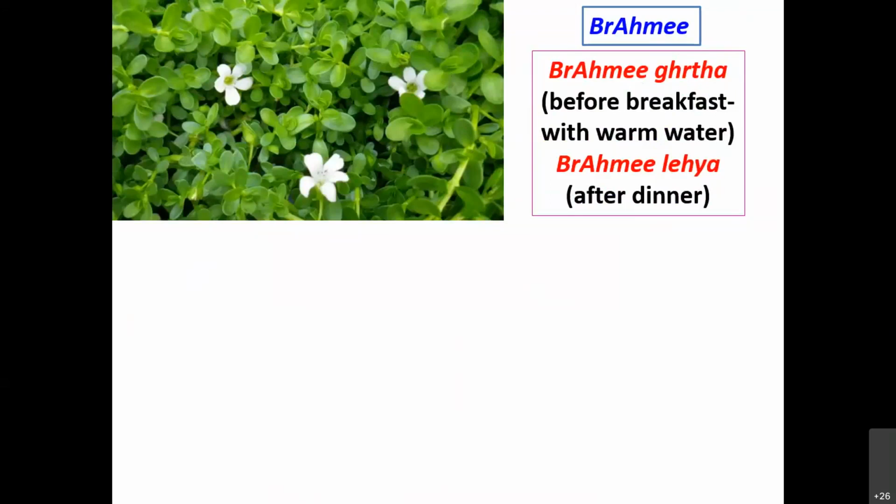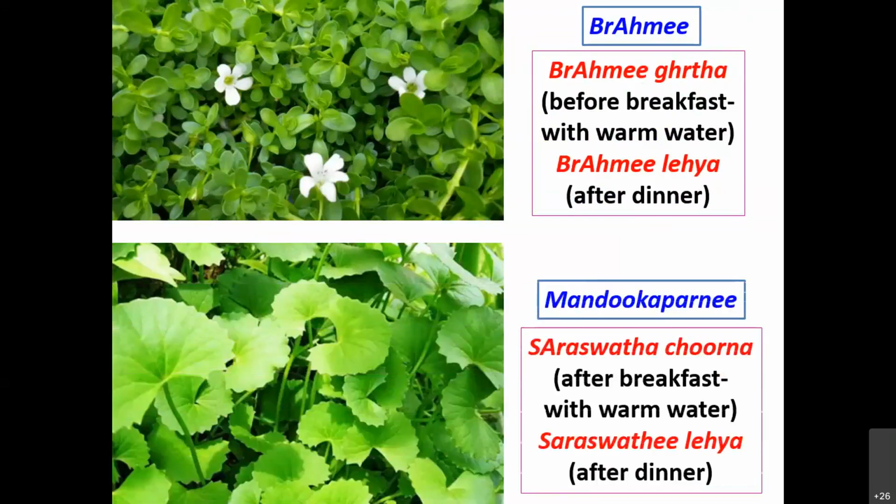So one item is Brahmi Grita. The next item is Manduka Parani. This all the people know. In Kannada, this is called Vandalaga. In Sanskrit it is called Manduka Parani. Using this Manduka Parani, Saraswata Churna is prepared and even Saraswati Lehya is prepared. If you are consuming Saraswata Churna, this is after breakfast, unlike the Brahmi Grita. Brahmi Grita is before breakfast because it is ghee, whereas this is Churna. Churna is slightly potent or stronger. So it has to be after breakfast with warm water, and after dinner Saraswati Lehya.